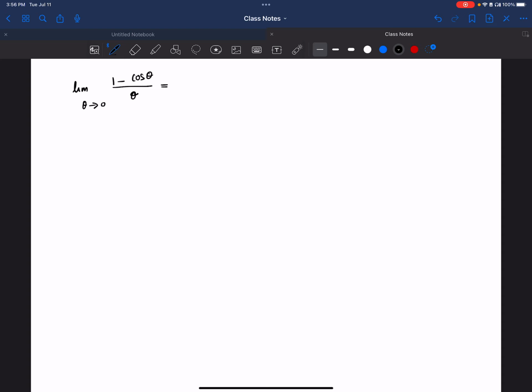The trick is that I'm going to multiply both numerator and denominator by 1 plus cosine theta. If I do that, the limit as theta goes to 0 of 1 plus cosine theta times 1 minus cosine theta, divided by 1 plus cosine theta times theta. So I just multiplied by 1. So we have the limit as theta goes to 0 of 1 minus cosine squared theta divided by 1 plus cosine theta times theta.